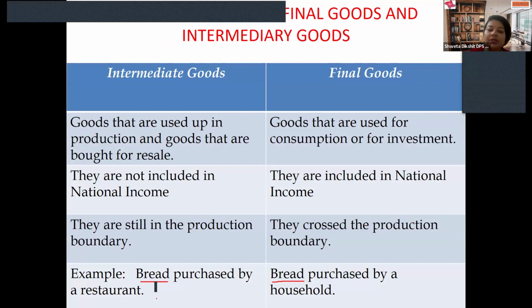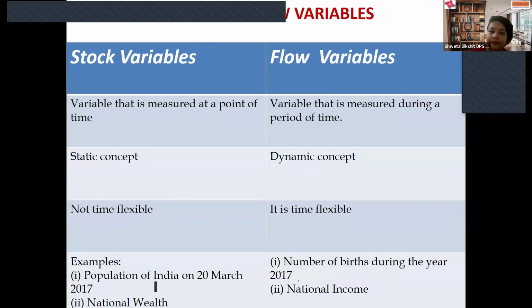When bread is purchased by a restaurant or a shopkeeper to be resold or to make value addition to it, that's an intermediate good. But when bread is purchased by a household as a consumer, it's a final good.